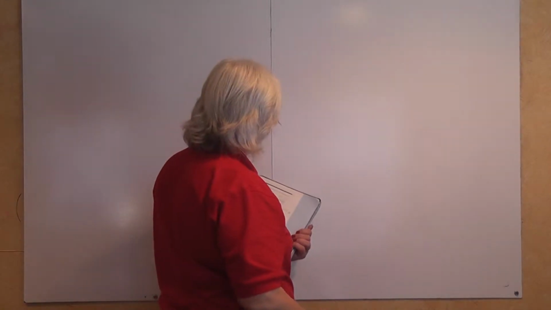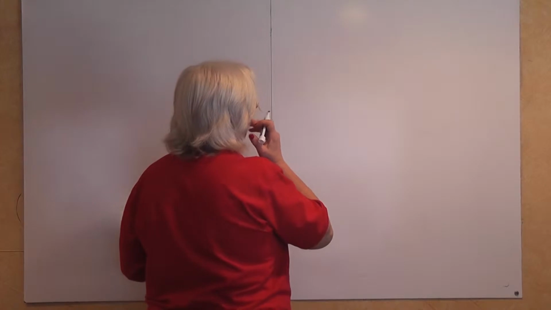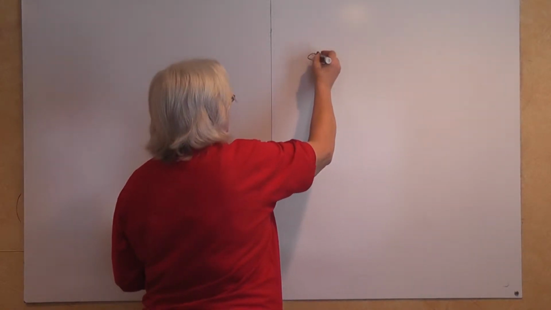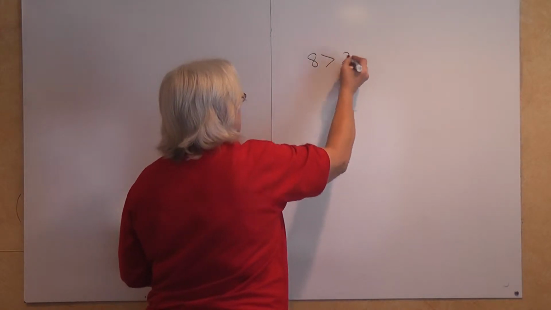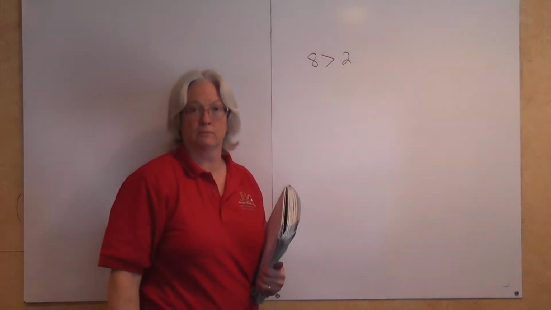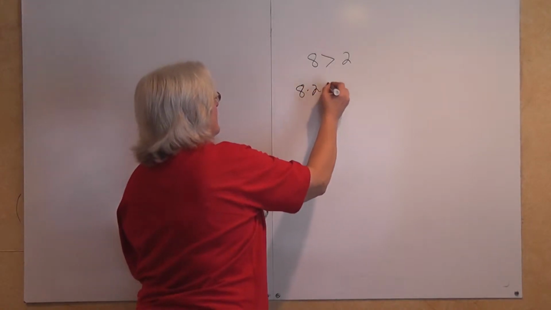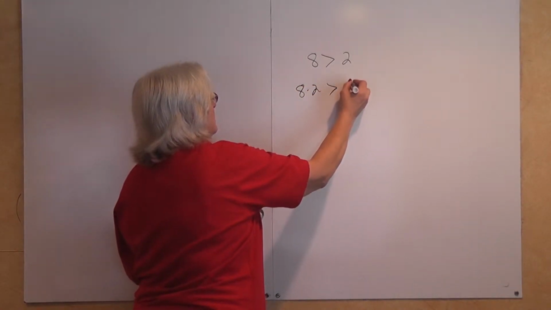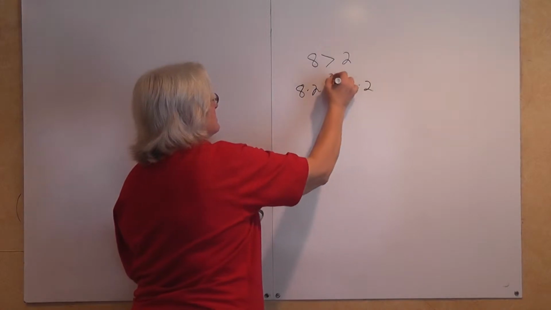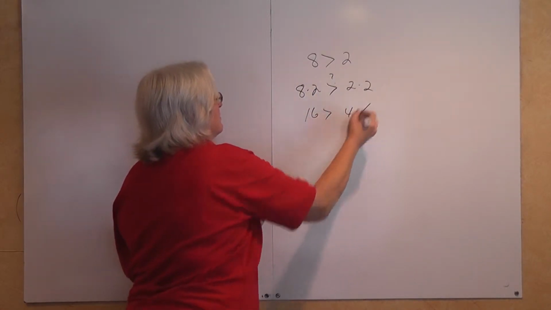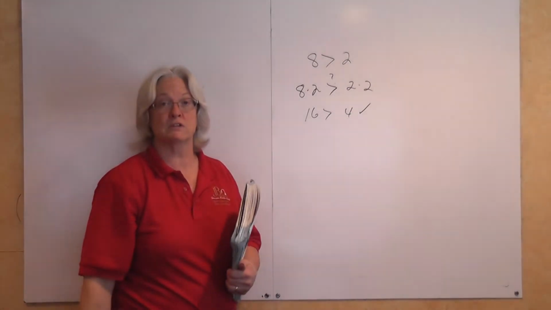Now let's see what happens with multiplication and division. What happens if we start off with 8 is greater than 2? True? Let's see what happens if we multiply by 2. Is that still true? 16 is greater than 4. So that works, doesn't it?